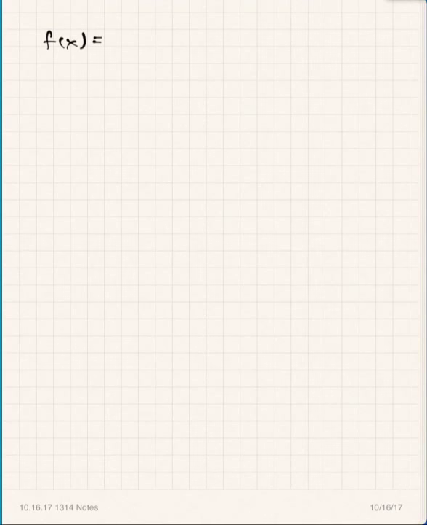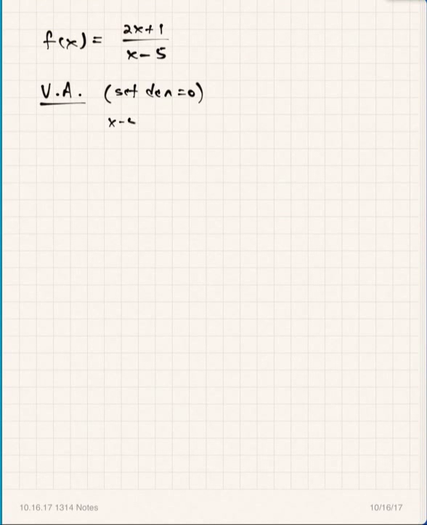So we're going to look at some more examples. We have f of x is 2x plus 1 over x minus 5. So using the information that we just talked about, for the vertical asymptotes, what do we do? We set the denominator equal to 0. When we set the denominator equal to 0, we get x equals 5. And so that's our vertical asymptote: x equals 5.